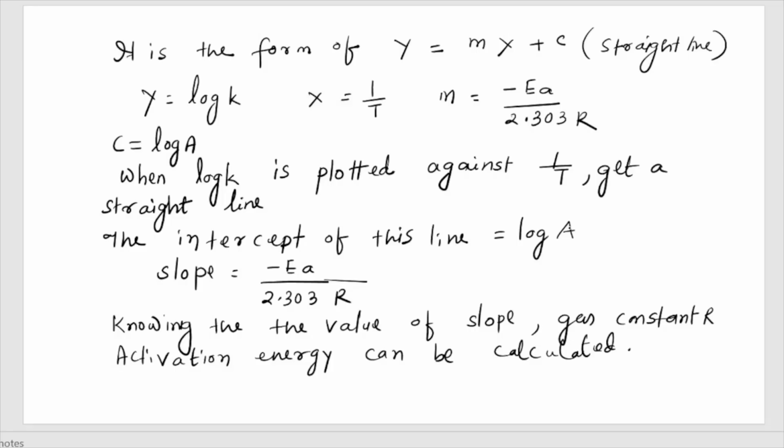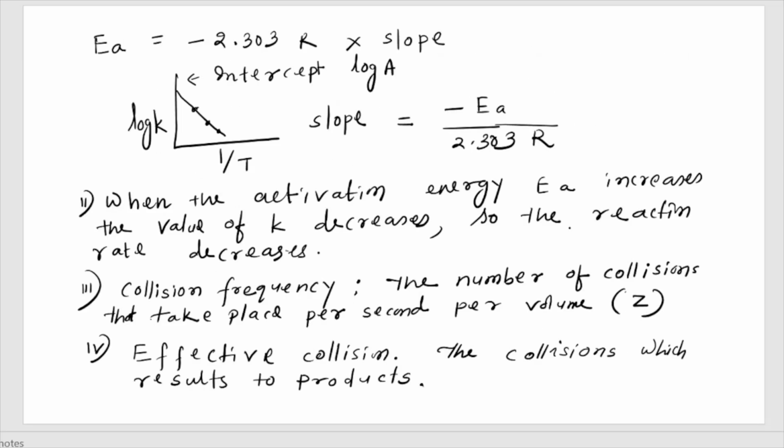Knowing the value of the slope and the gas constant, activation energy can be calculated from the formula slope equals minus EA by 2.303 R. Here you get the value of the slope from your graph. So EA equals minus 2.303 R into slope. That means you should know the slope and you should know R, the gas constant.